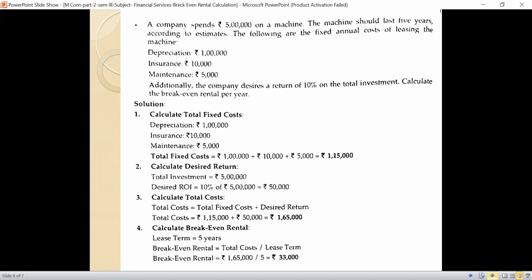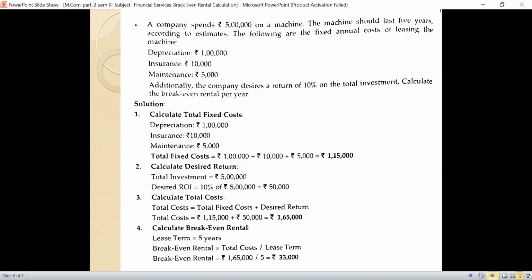Solution. First, calculate total fixed cost. Depreciation is 1 lakh rupees. Insurance is 10,000. Maintenance is rupees 5,000. So, total fixed cost is rupees 1,00,000 plus rupees 10,000 plus rupees 5,000 is equal to 1,15,000 rupees.